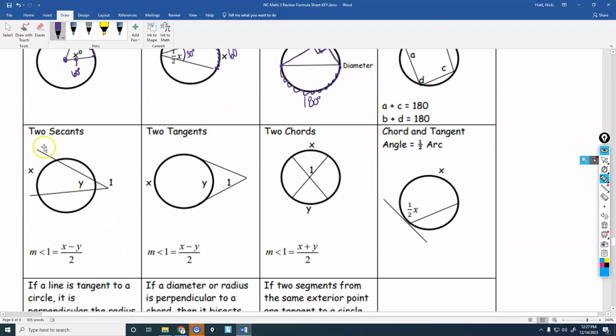For these down here, let's say that this arc right here is 100, and that this little arc right here is 20 degrees. And I'm looking for the measure of angle 1 right here. Okay. So the rule for this one is x minus y divided by 2. So big minus small divided by 2. So we would go 100 minus 20 divided by 2. That would give us 80 over 2, which would be 40 degrees. So in this case, if those were my measures, I'd get 40.